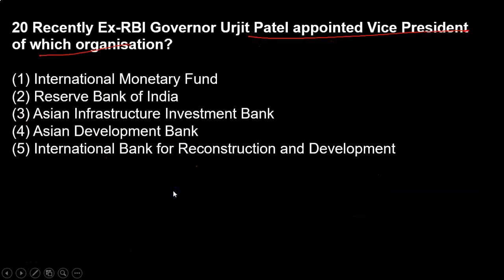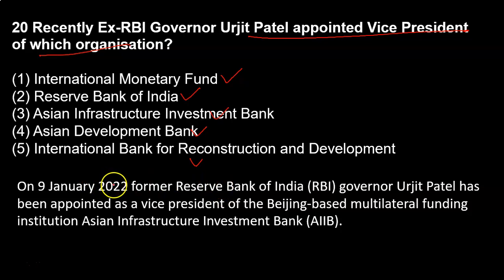Recently, ex-RBI Governor Urjit Patel was appointed Vice President of which organization? Your options are International Monetary Fund, Reserve Bank of India, Asian Infrastructure Investment Bank, Asian Development Bank, or International Bank for Reconstruction and Development. So the answer is, on January 9, 2020, former RBI Governor Urjit Patel was appointed as the Vice President of the Beijing-based multilateral funding institution, that is Asian Infrastructure Investment Bank.